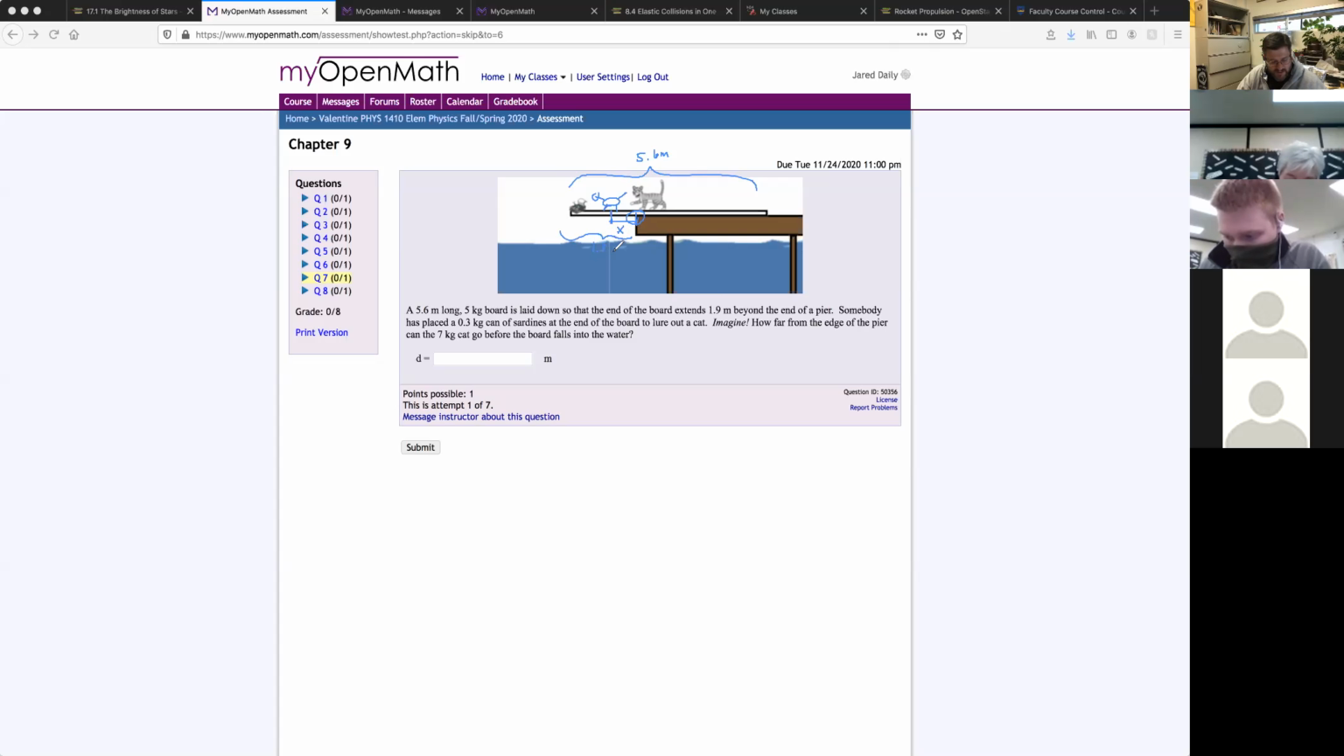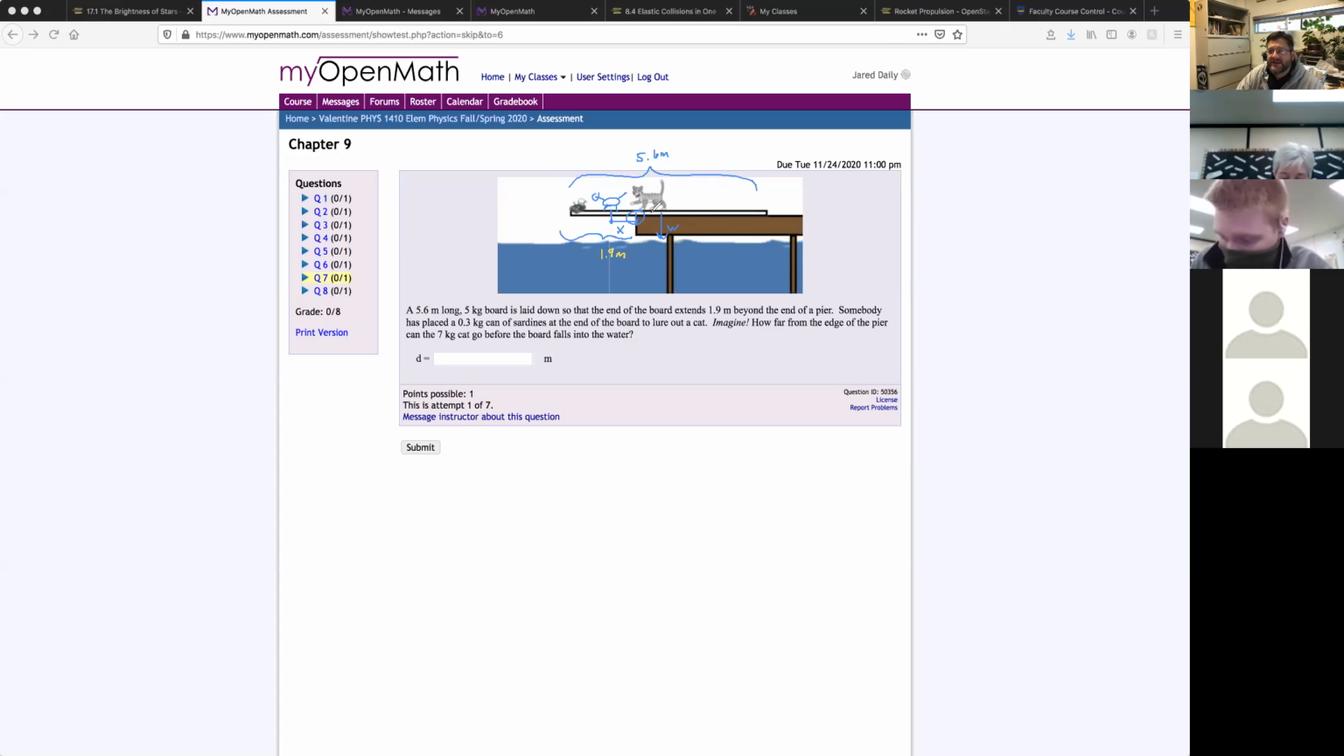I need a different color. That's not going to work. 1.9 meters of my board is sticking out right here, right? And then we also know that's the distance to the can, right? And we know also that on a board like this, the force from gravity acts on the middle of the board as long as the weight of the board is evenly distributed. So right here in the middle, we have the weight of the board that acts downward.